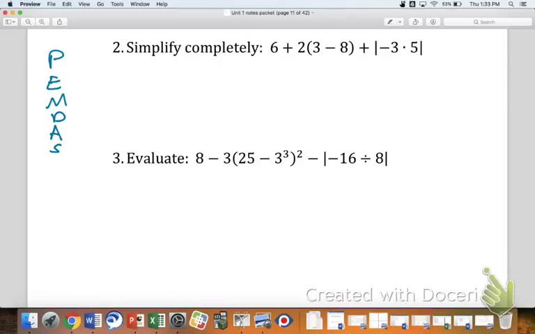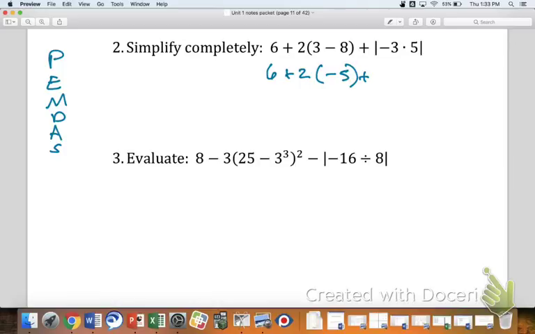So I'm going to do the work inside any grouping symbols first, parentheses being one of those grouping symbols. As I look through this, you see it, right? I see parentheses. It's right there, and so I'm going to do this first. So in those parentheses, it says 3 minus 8, so I'm going to write 6 plus 2. 3 minus 8 is negative 5.